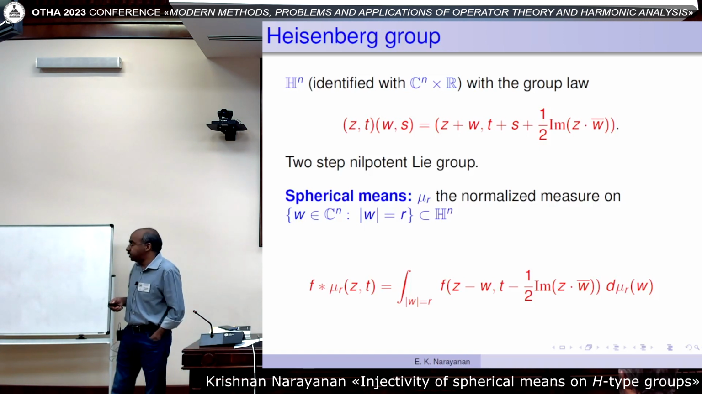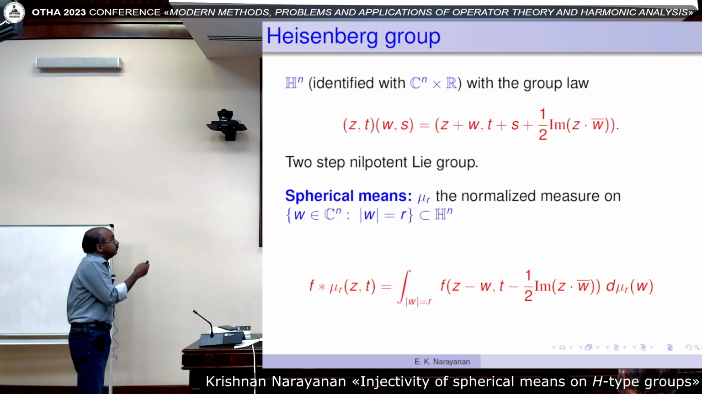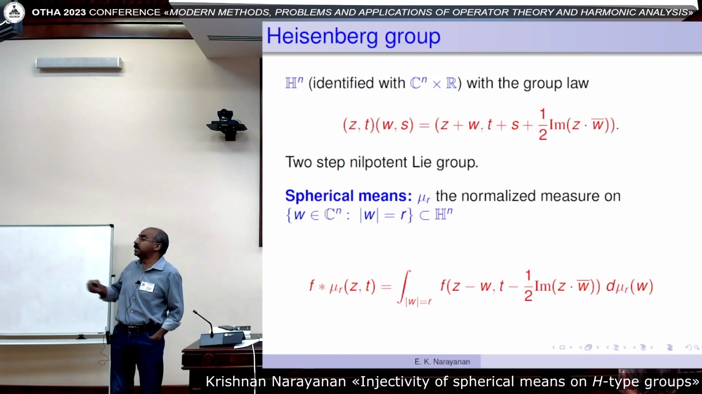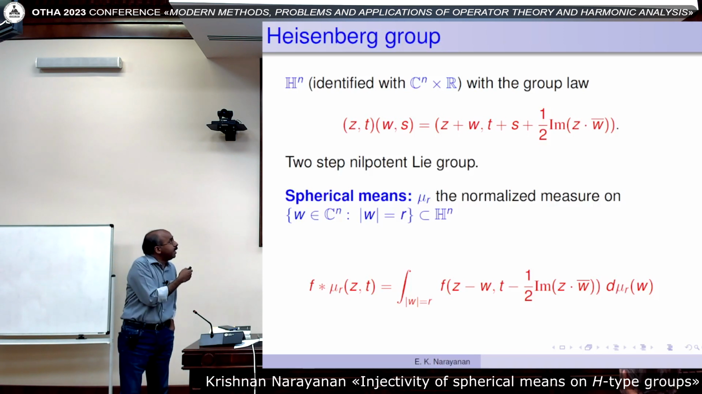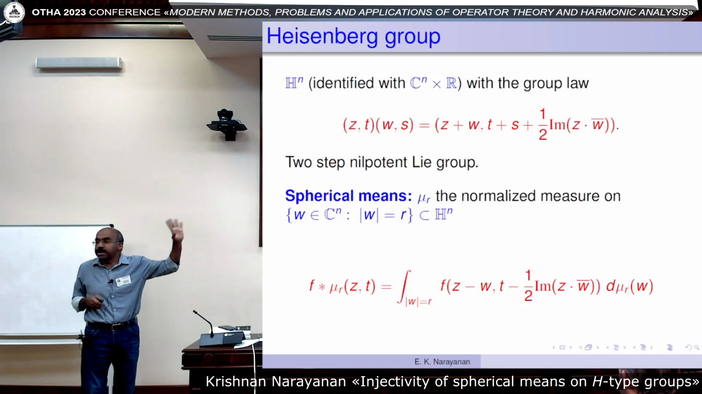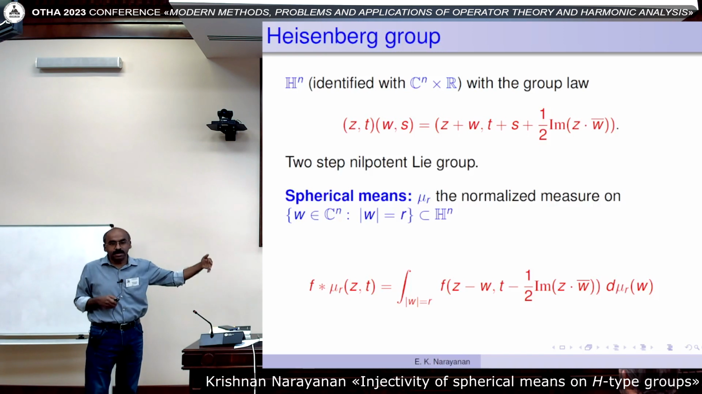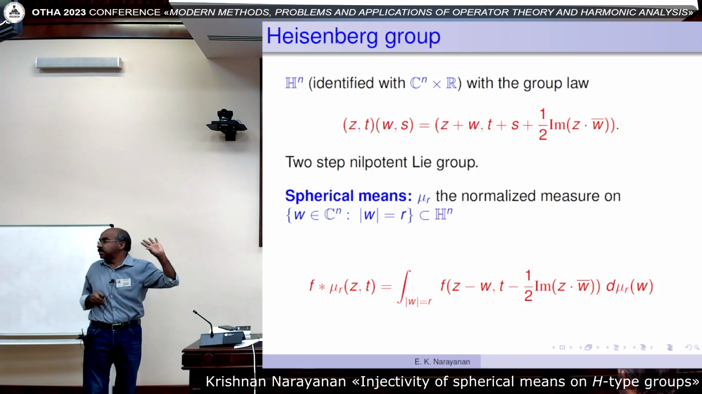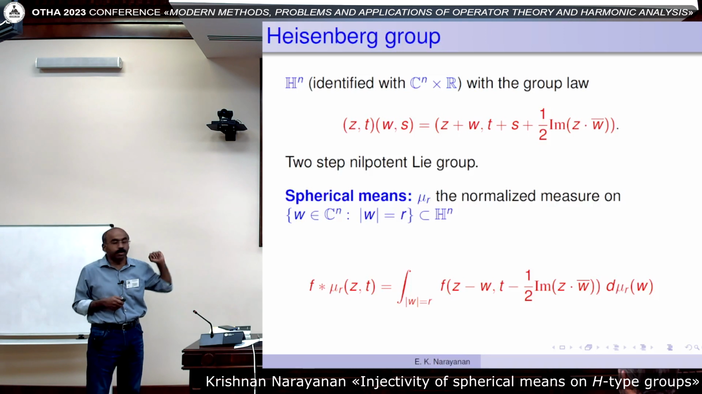The Heisenberg group is the simplest of the nilpotent groups. It's a two-step nilpotent group. It can be identified with Cn cross the real line, where the real line is the center of the group. With the group law (Z,t) times (W,s), the Z and the W come from Cn, t and s come from the real line. In the first coordinate it is simply the addition Z plus W, and you have t plus s plus a factor which makes it into a non-commutative group, half the imaginary part of Z dot W.